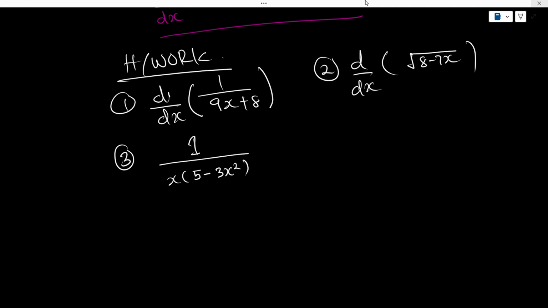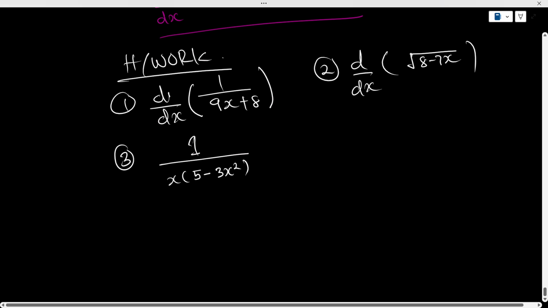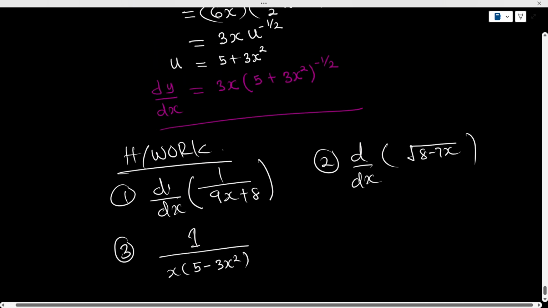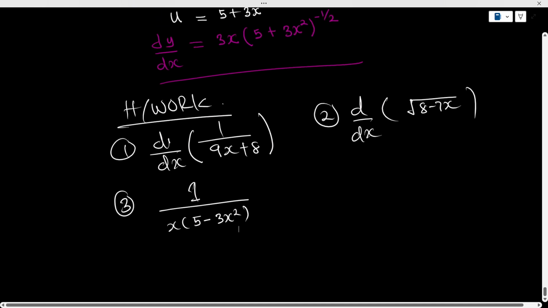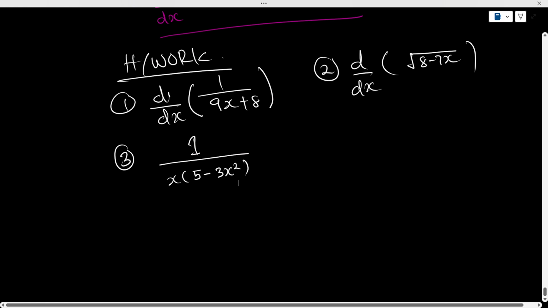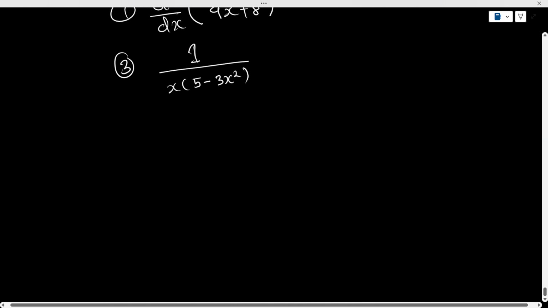Next time we're going to be looking at the second derivative. But before that, we're going to be looking at how to find the gradient of the tangent using differentiation. You're going to be looking at a specific point. Remember, when you're differentiating, we're getting the general gradient function. We can use that gradient function to find the gradient at any given point.